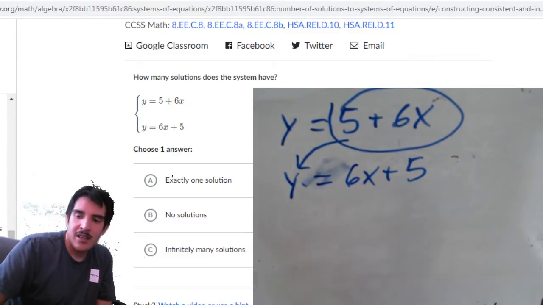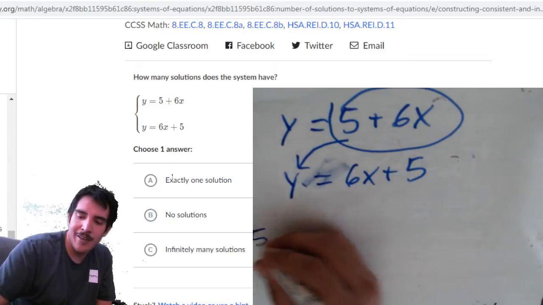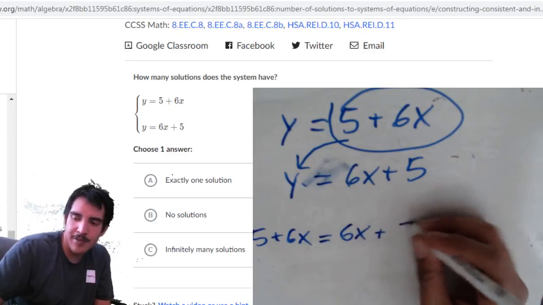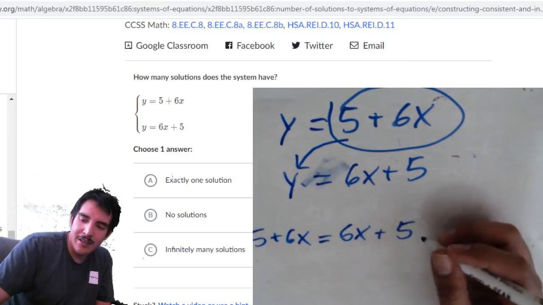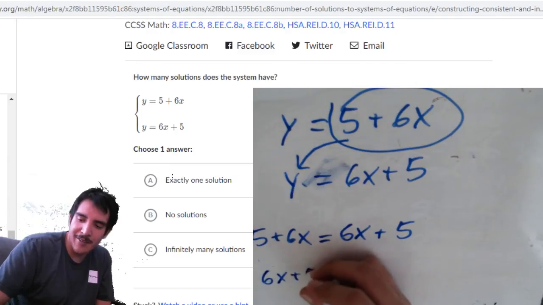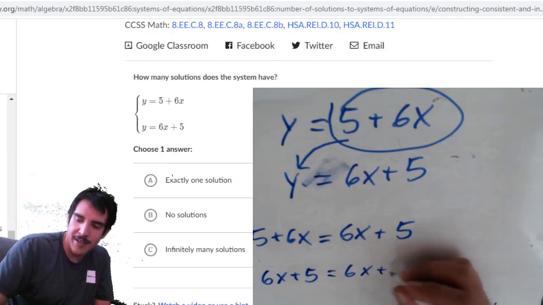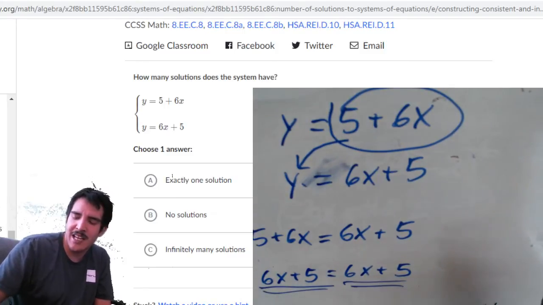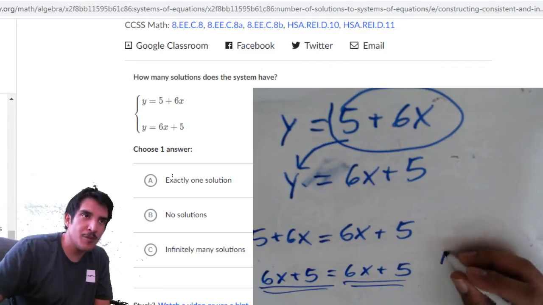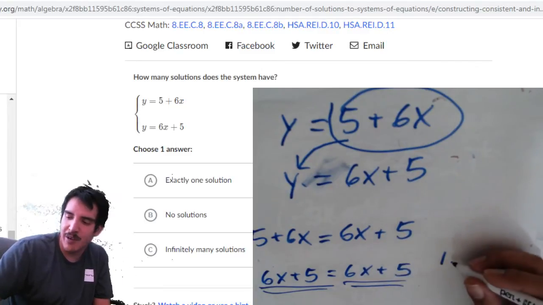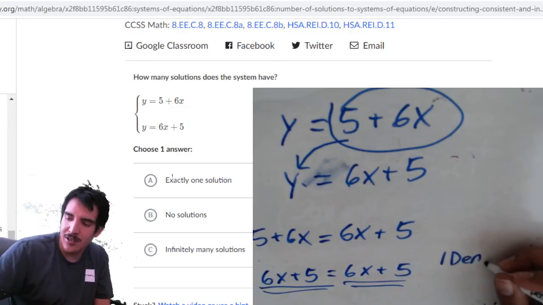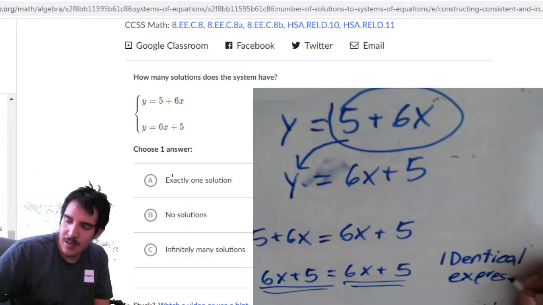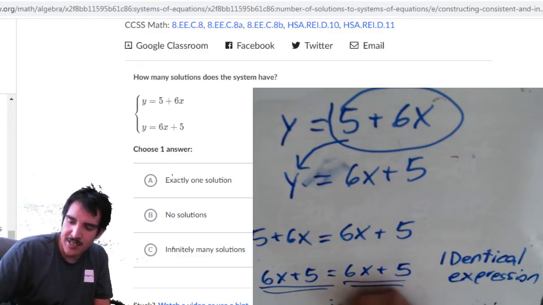Okay? And so when I put that there, I'm going to put 5 plus 6x, and then drop down everything else, equals 6x plus 5. Well, wait a minute. We have 6x plus 5 on this side, and we have 6x plus 5 on this side. Whenever we end up with identical expressions on each side, we talked about this a little bit before we left, this is going to be infinitely many solutions.